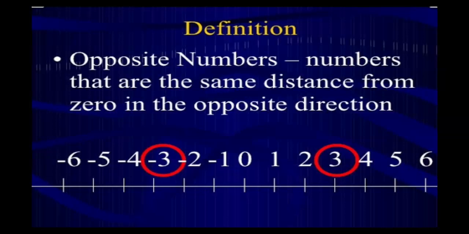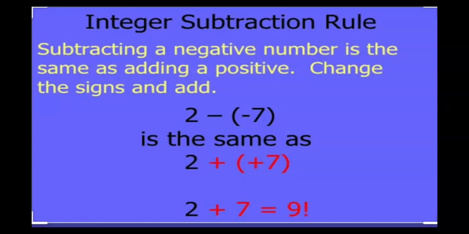So let's proceed now. Integer subtraction rule: subtracting a negative number is the same as adding a positive. Change the signs and add.